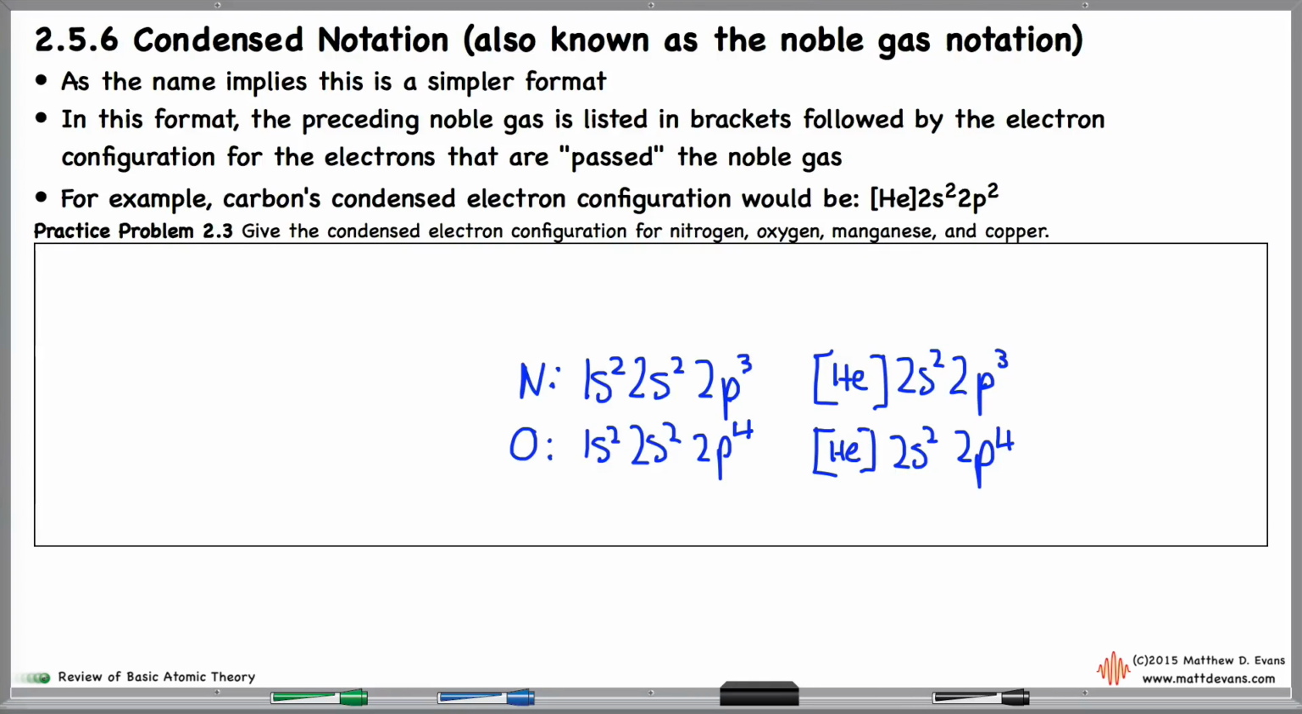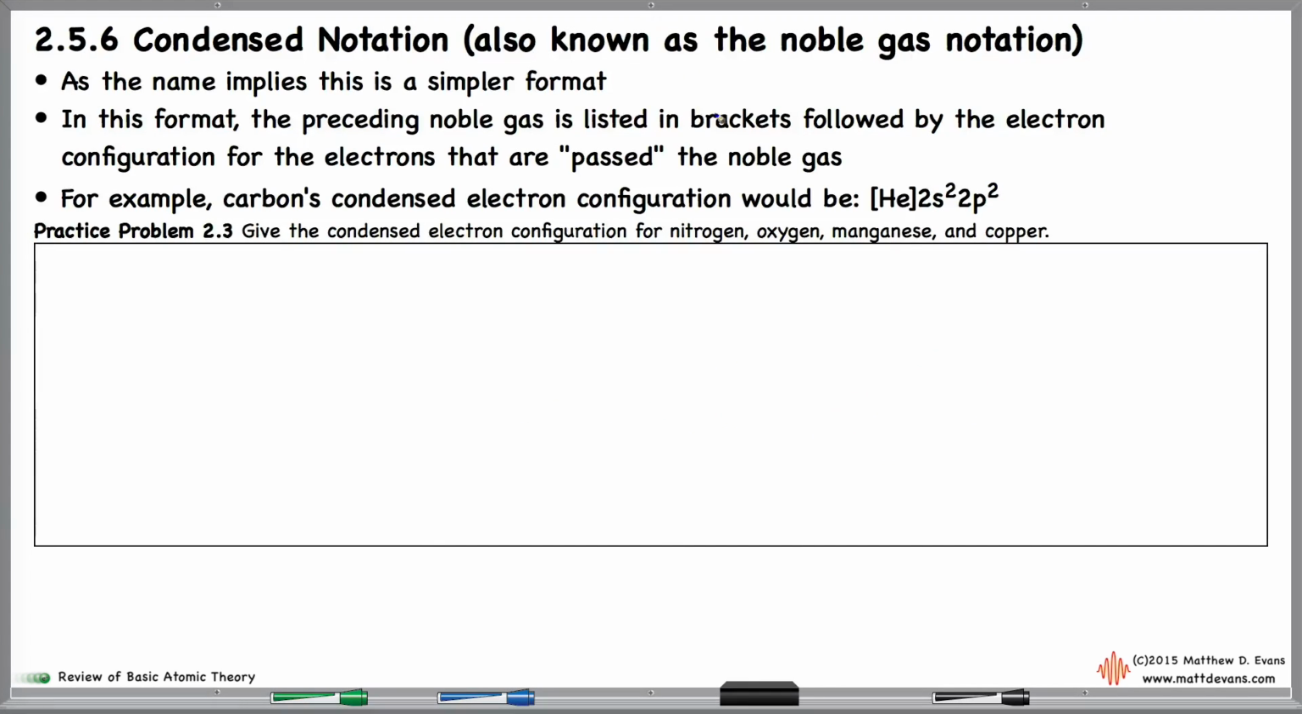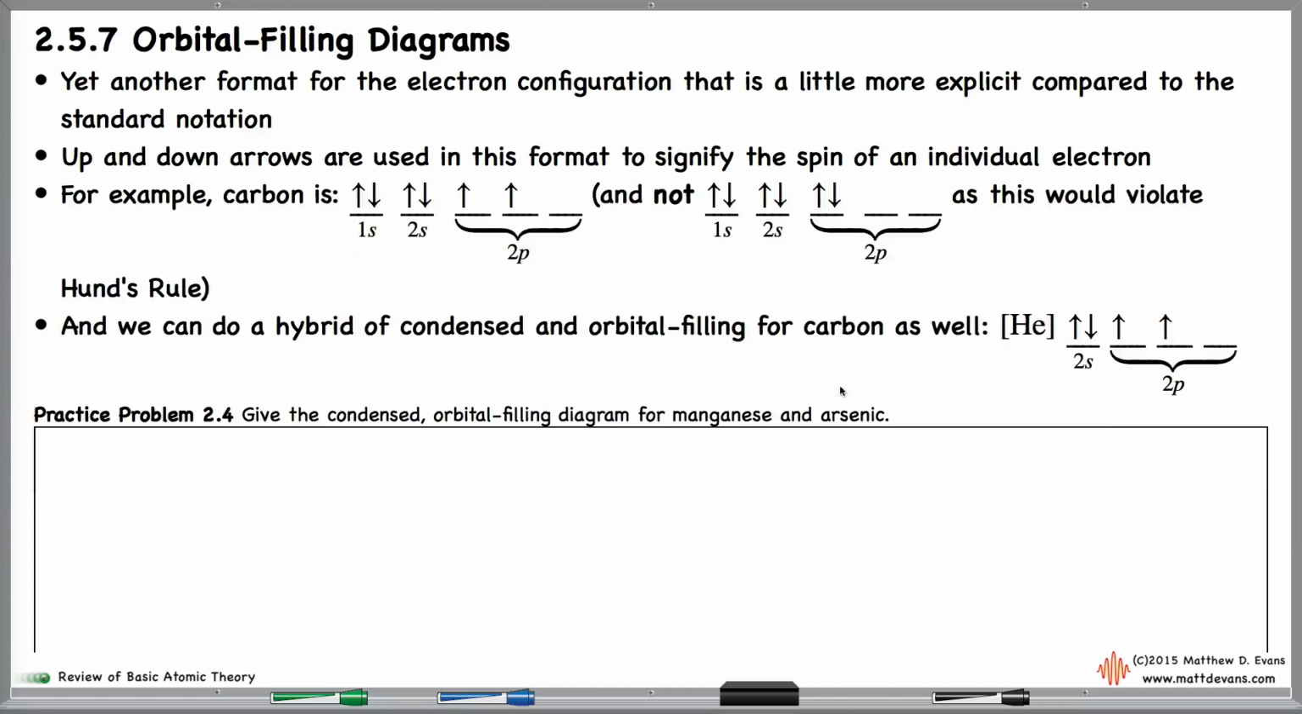Okay, so let's look at the last type of electron configuration. And I'm going to go ahead and clear this, I think, at this point. I think I have to. Okay, so these are called orbital filling diagrams, and these are really slick because it really gives us a true sense of how the electrons are filling in these orbitals around the nucleus.